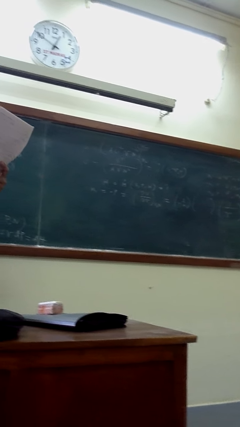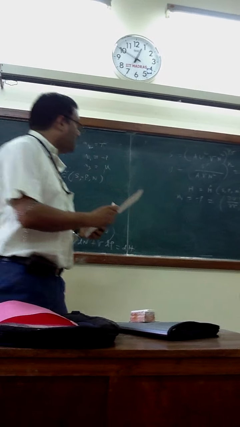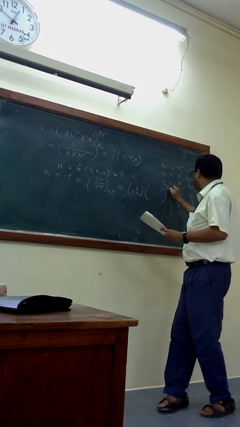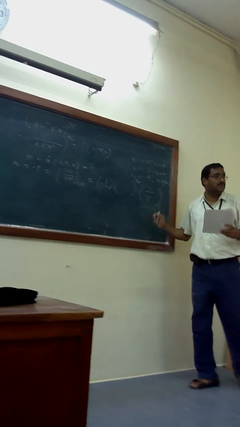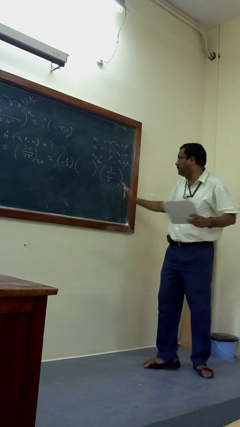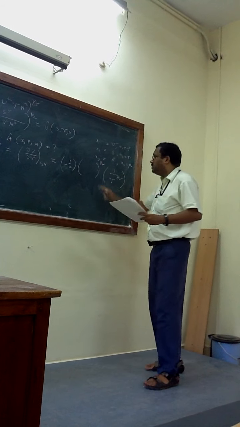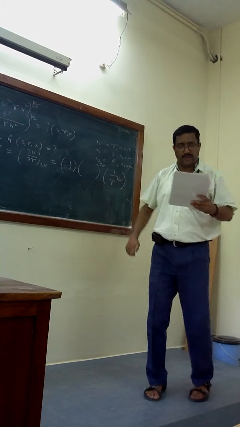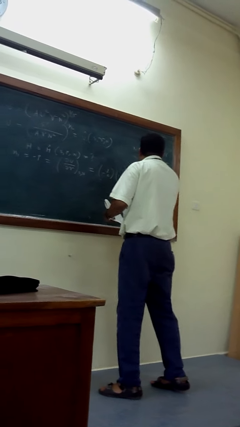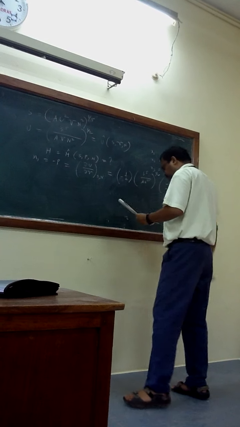Yes, last bench. Minus half is there, yes. To the power half is there, 1 by V to the power 3 by 2. And here, S to the power 5 divided by N squared. This is my equation number A.